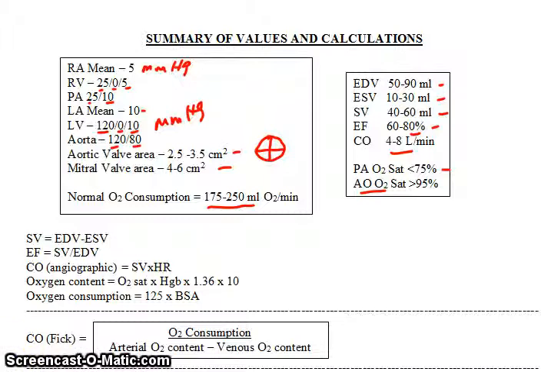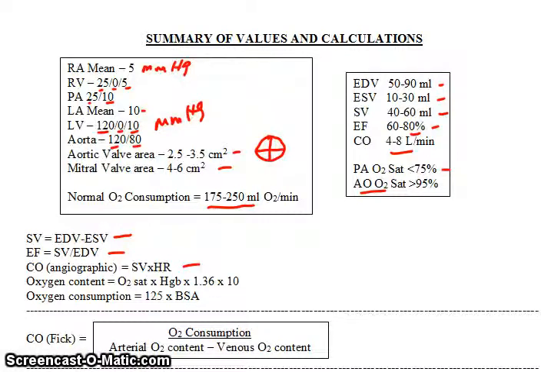Okay, then we have the calculations. Stroke volume is end diastolic volume minus end systolic volume. EF, your ejection fraction, is stroke volume divided by end diastolic volume. Cardiac output, the angiographic method, is stroke volume times heart rate.